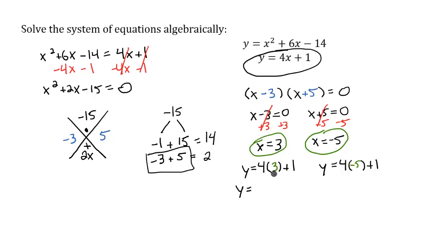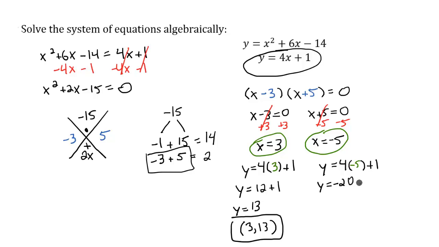So on this left side I have y equals 4 times 3, which is 12, plus 1. So y will be equal to 13. And that's when x is 3. So I have 3 comma 13 as one answer. That's going to be one solution to my system. On this right side I have 4 times negative 5, which gives me negative 20, plus 1. And then negative 20 plus 1 is going to be negative 19. So when x is negative 5, my y is negative 19. That's going to be my other solution to this system of equations.